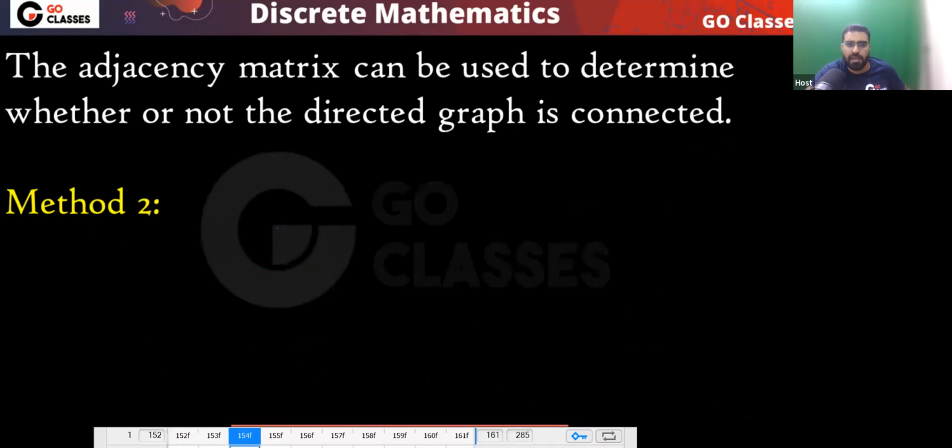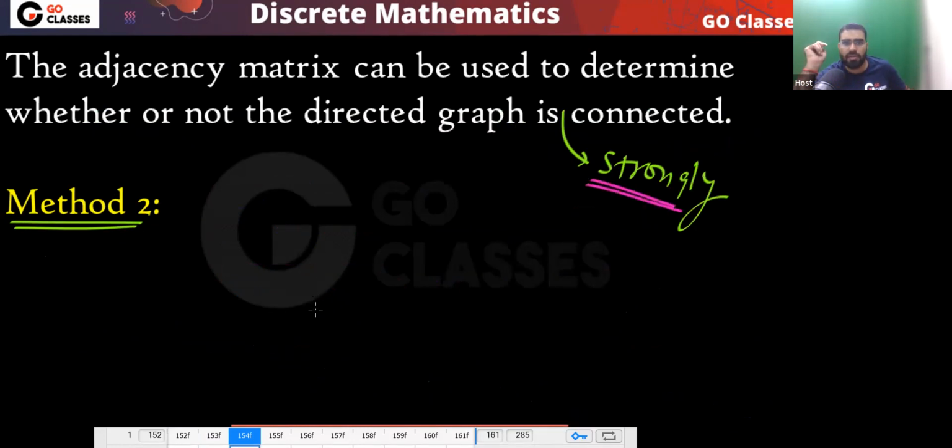Very simple. Method 2: will method 2 work for strongly connected for a directed graph? Will the method 2 work? Anyone? For a directed graph, will the method 2 that we have seen work?